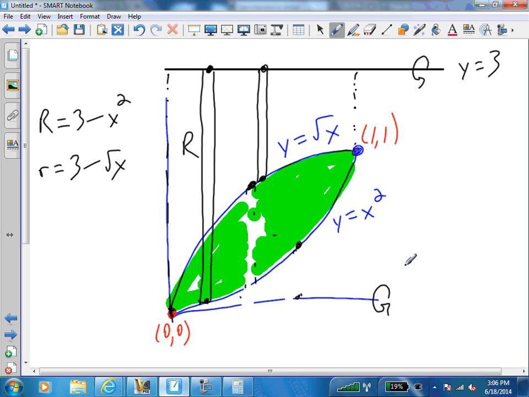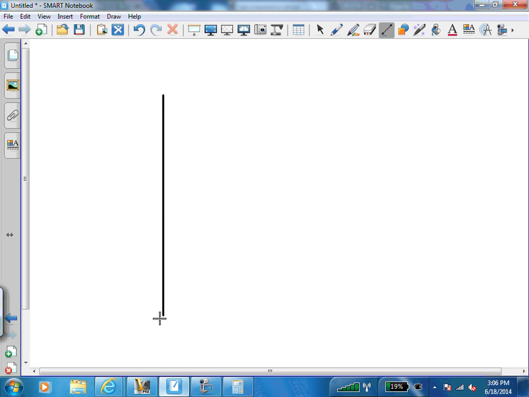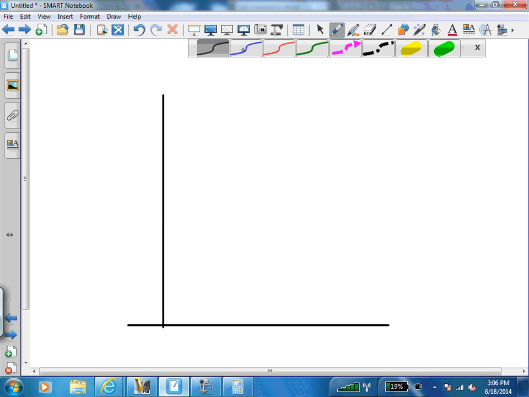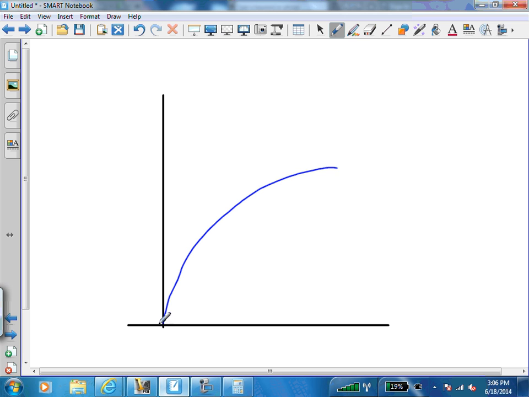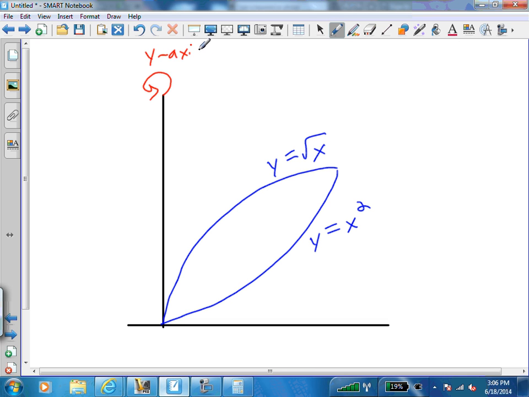So let me ask, are our elements going to be dx or dy elements? Dy. Which means that for our functions, our variable needs to be y. Here, our variable is x. Here, our variable is x. So we need to solve our equations for x so that our variable is y. How do I get x by itself here? We square both sides. This tells us that x is y squared. That represents that same curve, but now our variable is y.